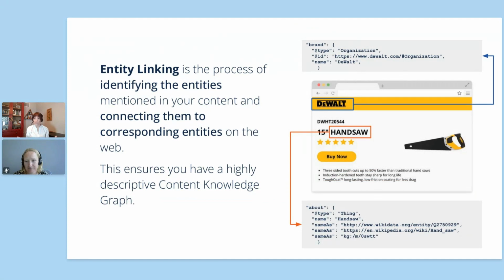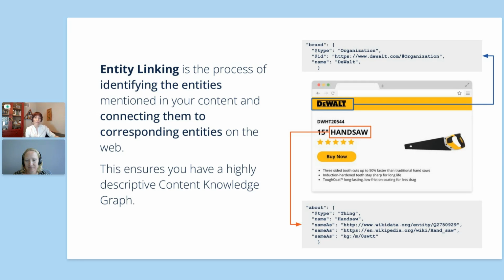So what does this do? This ensures that you have a highly descriptive content knowledge graph. Just using schema markup isn't enough to get you there. You need to include the entity linking in order to really obtain this value. So you've got a nice little visualization of what this could look like on a DeWalt product description page, where handsaw is a concept that is well known enough that it's also been defined in other sources.